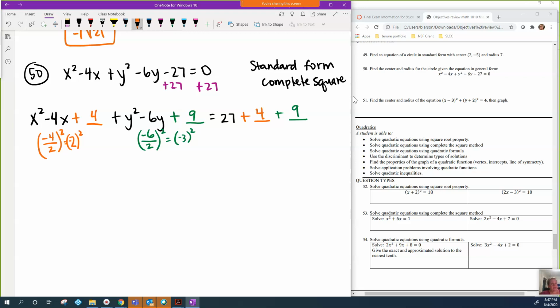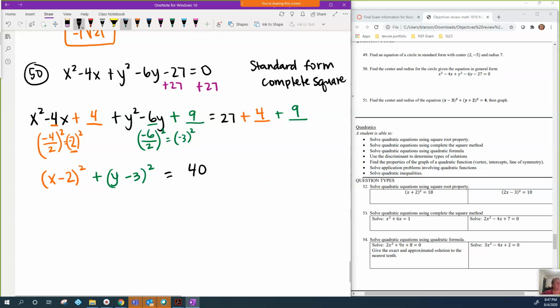All right, so then for my x's, that perfect square trinomial is going to factor to be x minus 2. It's always half of this middle term, all squared. And then my y's are going to factor to be y minus 3. Again, half of that middle term, all squared. And now I need to add these three numbers together, right? So I need to add my 27 and my 4 and my 9, and that will give me 40.